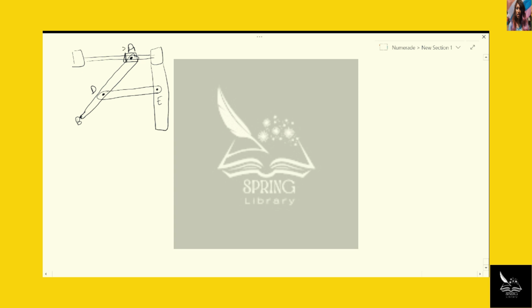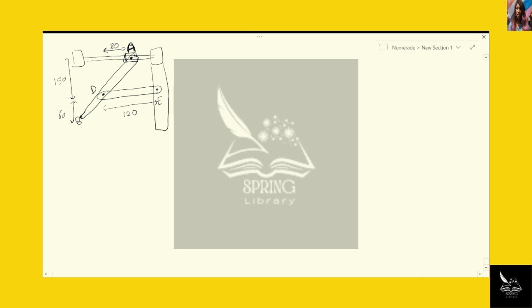So from A to D the distance is 80 millimeters, and then the distance from D to E is 120 millimeters, and the distance of A to D vertically is 150 millimeters, and the distance from D to B is 60 millimeters.